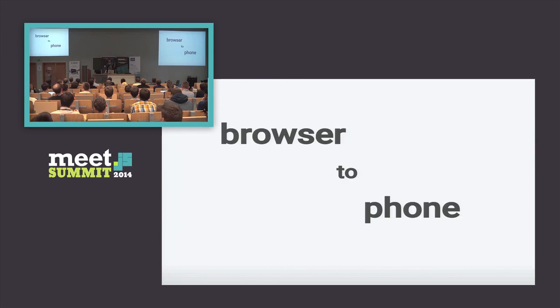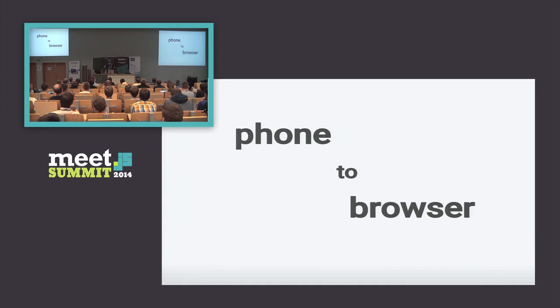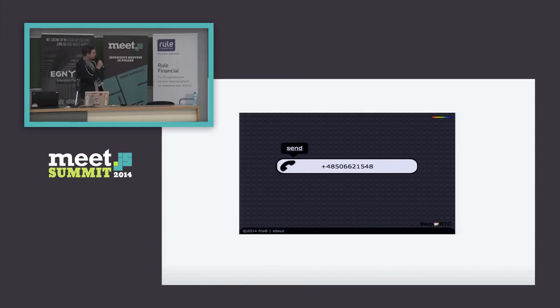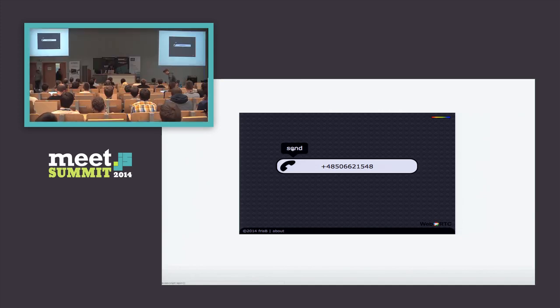So this was browser to phone, but you can actually do it the other way around and make a phone call to your browser. So here's another demo. This application is called Frisbee, and it allows you to make almost free, or actually free, international calls. The way it works, you enter a number here, it makes a phone call, it hangs up, and then you call back the number you were just dialed. Once you call back, it connects to your browser. So let's see if it will work.